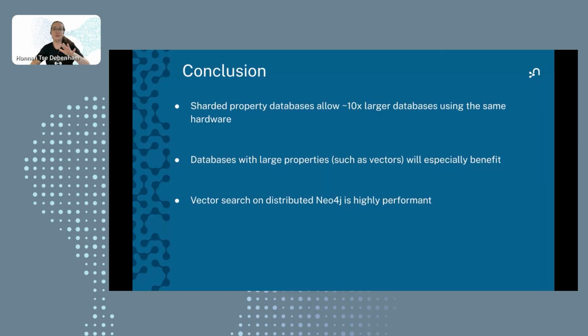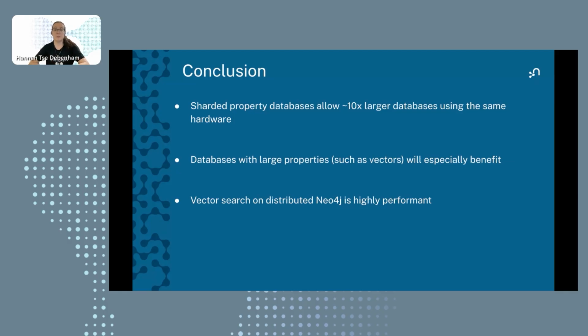So in conclusion, what have I shown you today? First, I introduced the concept of sharded property databases, which allow a scale up of about 10 times larger databases without changing your Cypher queries. Secondly, I showed how databases with large property stores will especially benefit from this, as the graph shard stays the same size as we add more data to the property shards.